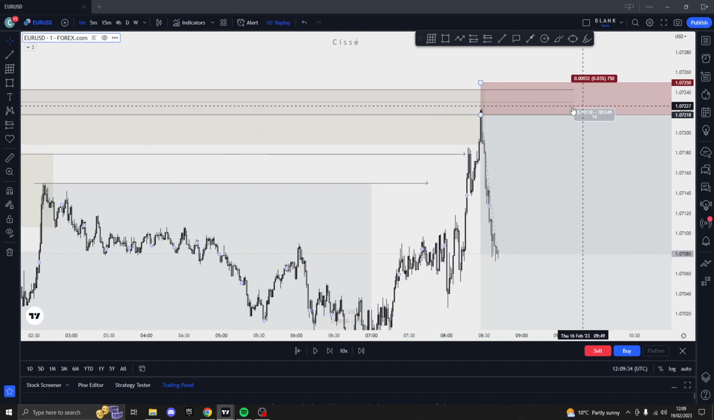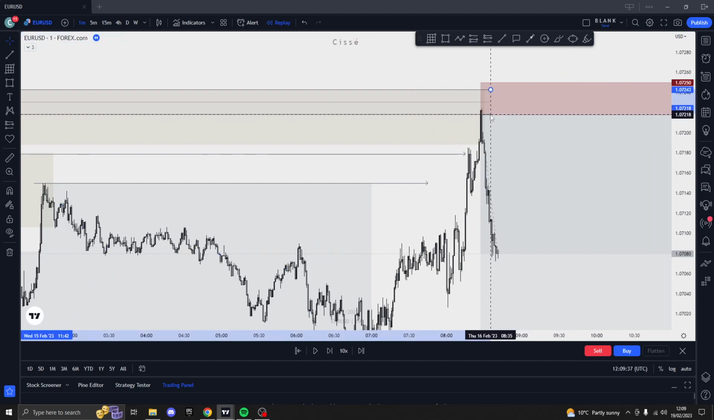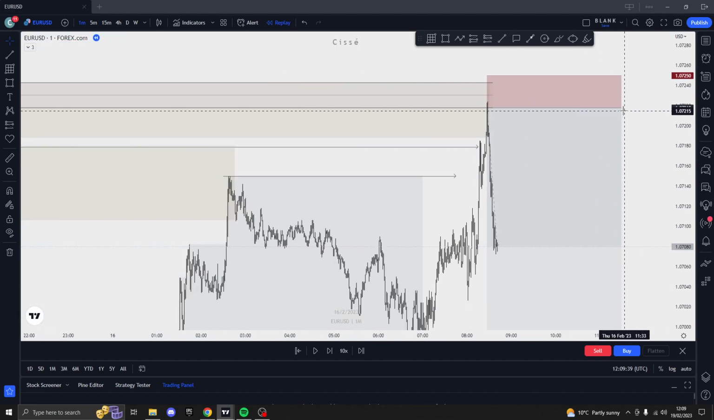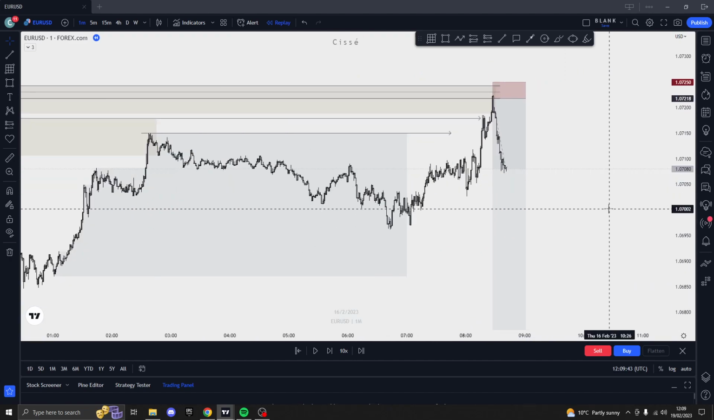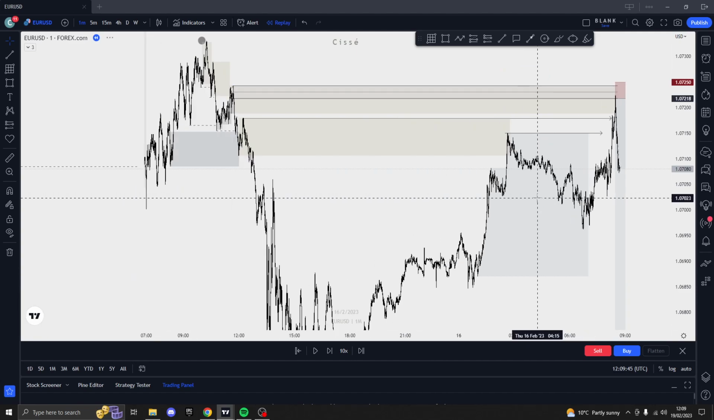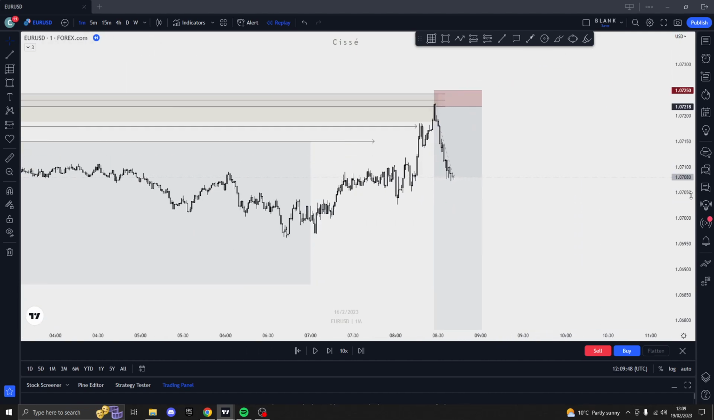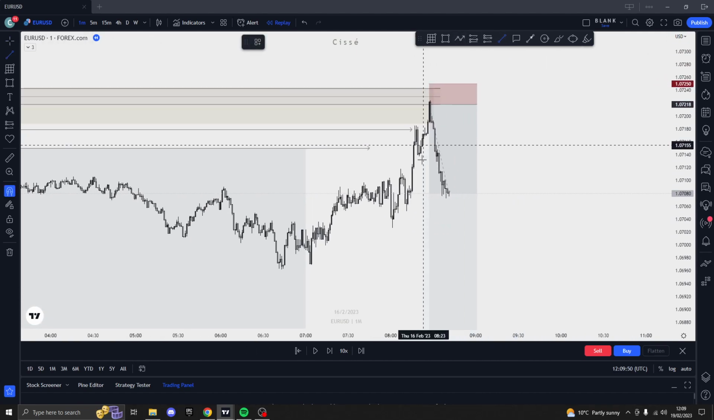Let's scroll this across. So I'm in here now. Really, what I like to do, I like to use the low before my entry. So I actually broke even here.